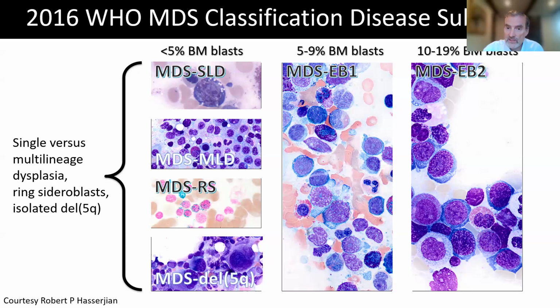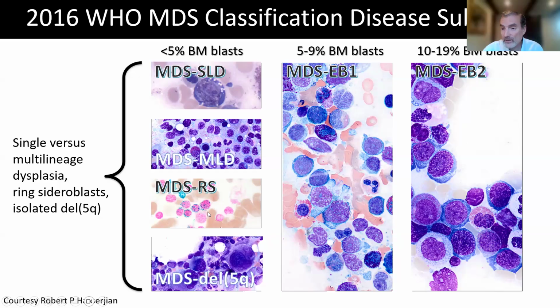Patients that had 5 to 9% blasts were classified as MDS with excess blasts 1, and 10 to 19% were considered MDS with excess blasts 2. And then everybody who had less than 5% blasts was then subdivided based on other features. They could be subdivided on dysplasia, or abnormal looking cells, or the presence of these funny cells called ring sideroblasts that are shown in this picture with those little blue dots.